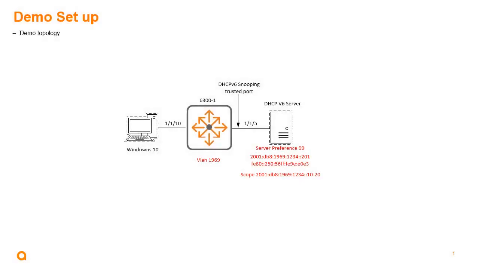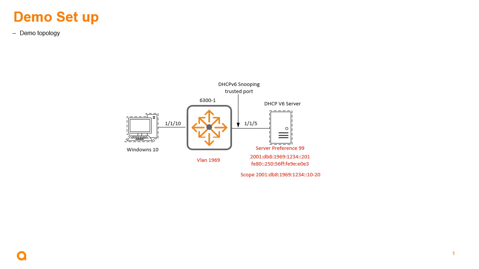Now for a demo around DHCPv6 Guard. Let's briefly go over the demo setup. We have a 6300 switch as a device under test, and we have a Windows client on port 1110. We have a DHCP server on port 115, and we have a trust applied to port 115.